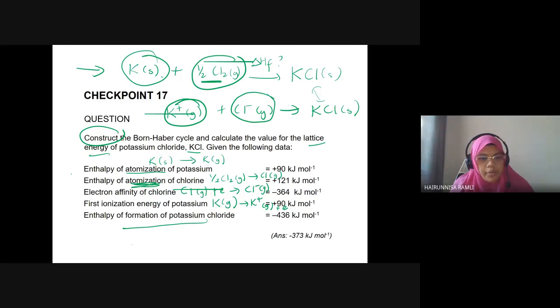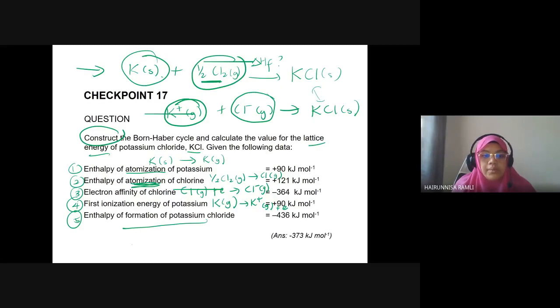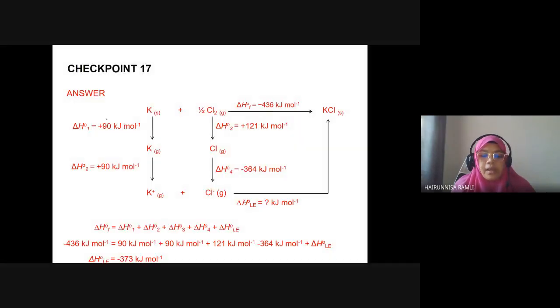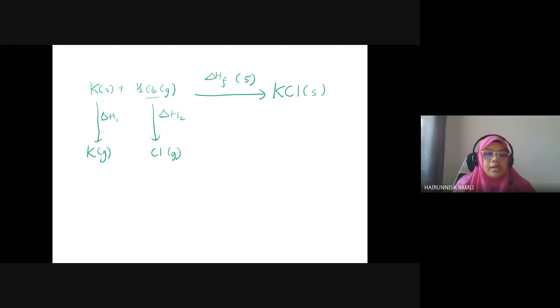Okay, maybe we should put the number. This is 1, 2, 3, 4 and 5. So this is number 5. Okay, so daripada sini ikut turutan. From solid, you mesti tukar jadi gas dulu. So that's why you akan tukar dia menjadi gas. And then chlorine, sama juga, you akan tukar dia jadi gas tapi atom. So both are enthalpy atomization kan? K kepada K gas. Ini number one. Letak delta H1. Lepas tu chlorine, this is number two. Delta H2. Maybe saya tukar sikit yang ni. This is delta H5.